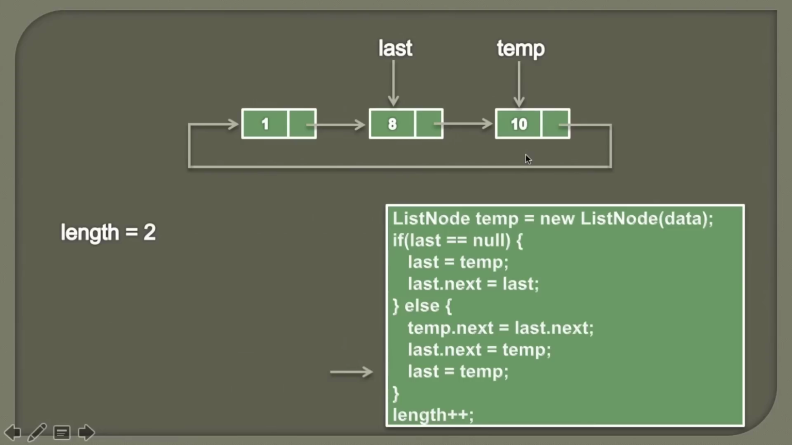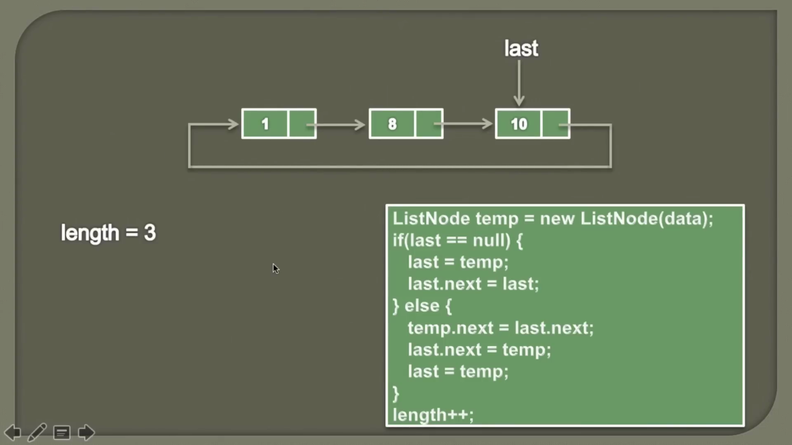In the final step, as we have inserted this node at the last position, we'll simply assign the value of temp to last. So it would look something like this. And now in the last step we'll simply increment the length by 1. So friends, here you can see the length of the circular singly linked list is of size 3, as we have 3 nodes with data 1, 8 and 10, and the last node's next is pointing to the first node. So friends, this was the demonstration of the algorithm.